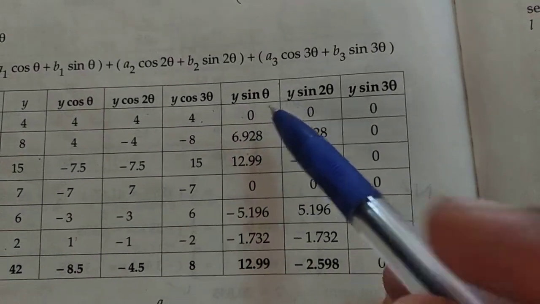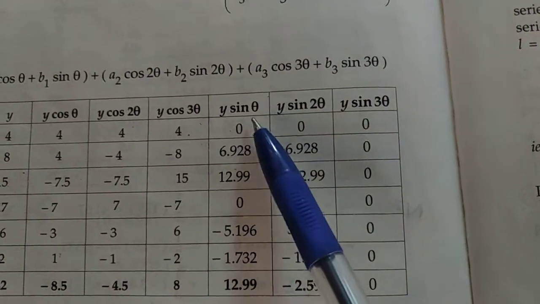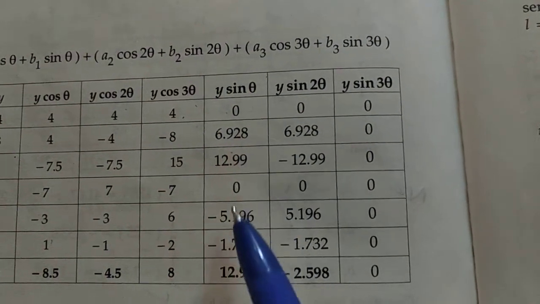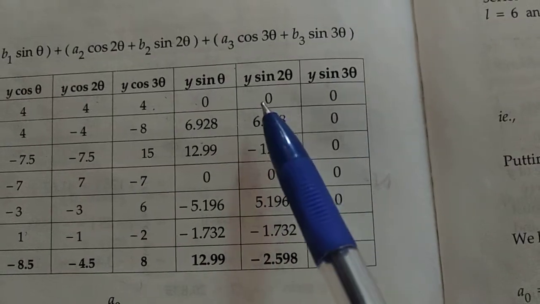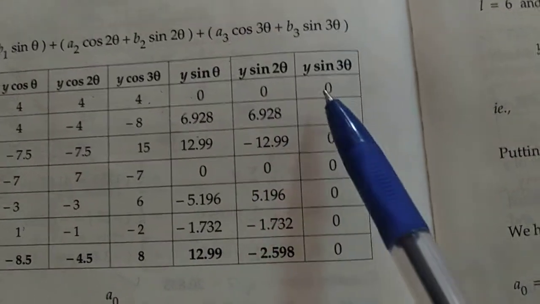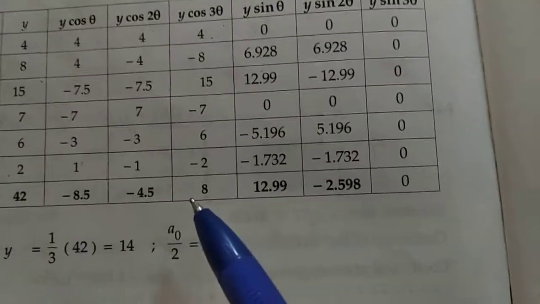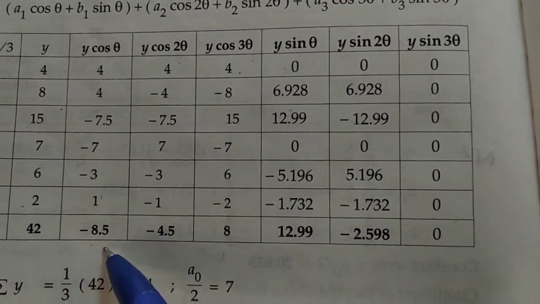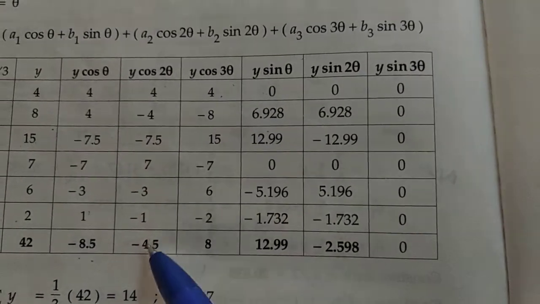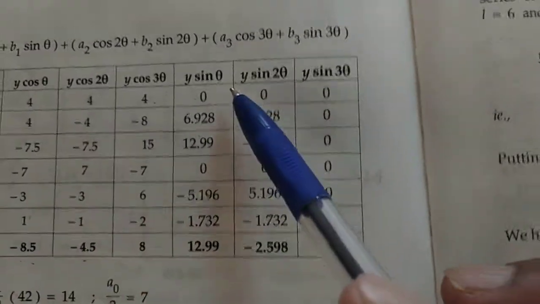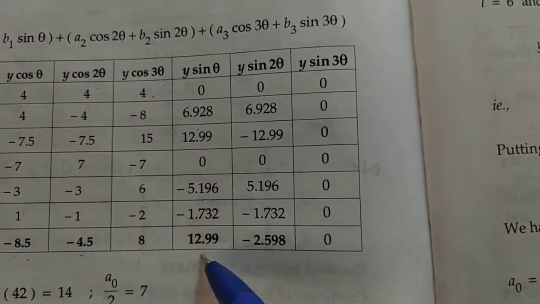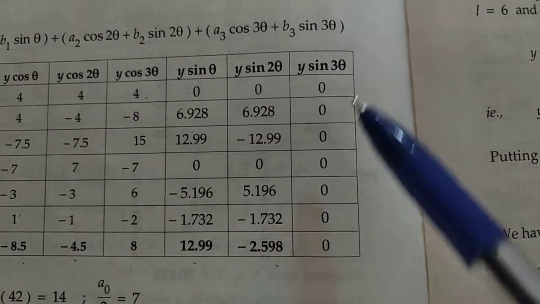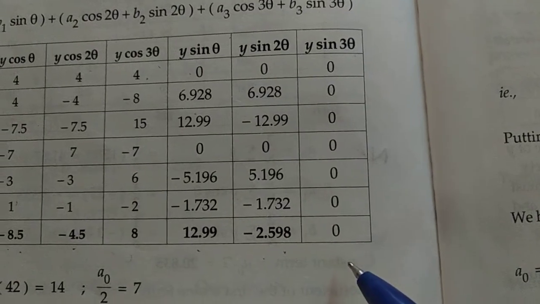Similarly, y sin theta. Sin theta values you have to find out, then the y column into the sin theta column you have to multiply. Similarly, y into sin 2 theta. So y into sin 3 theta. Then you have to take the addition. So y cos theta addition is minus 8.5. Y cos 2 theta addition is minus 4.5. Y sin theta addition is 12.99. Y sin 2 theta addition is minus 2.598. Y sin 3 theta addition is 0.